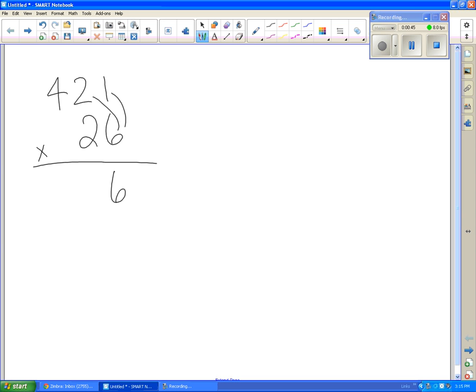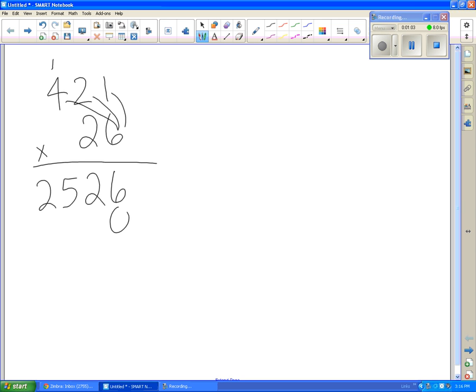6 times 2, which is 12, and I just write down the 2 and carry the 1, and then 6 times 4, which is 24, and then I'd add the 1 that I carried, so I'd get 25. And then I'd multiply the number on top by the 2.